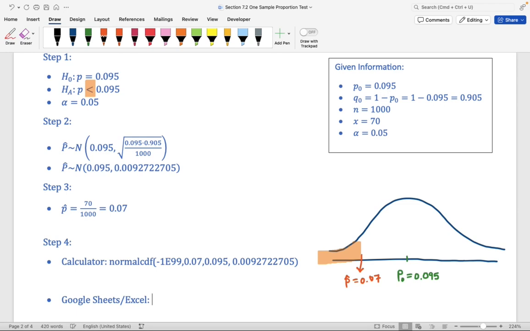If you're using Google Sheets or Excel, you're going to click on the empty cell. You're going to type in equal norm.dist. Okay. This function is always going to give you the area to the left of the p-hat value you provide. So if you provide the p-hat value equal to 0.07, it's going to give you the area below this p-hat value, which is the area that we're wanting to find. Here's our p-hat value, our mean, and the standard deviation. Again, I'm going to copy the value that we got earlier for the standard deviation. At the end, you need to type in true.